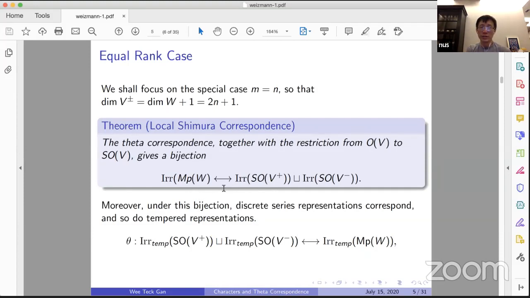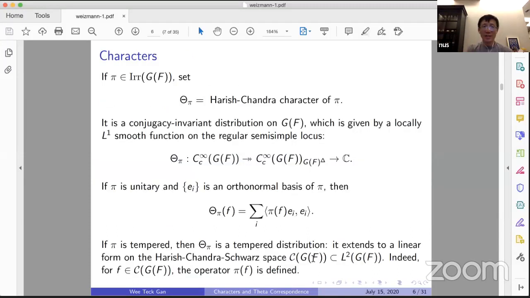This bijection is very well behaved. For example, it restricts to give bijections on the set of discrete series and also on the set of tempered irreducible representations. For example, I could insert the subscript tempered on all these terms, and you have a bijection. So this concludes my quick introduction to the Howe duality correspondence.